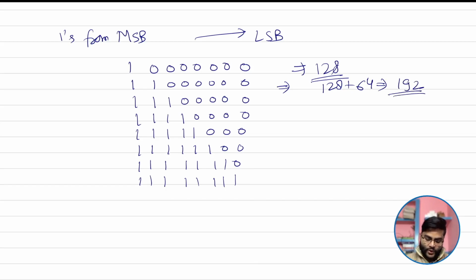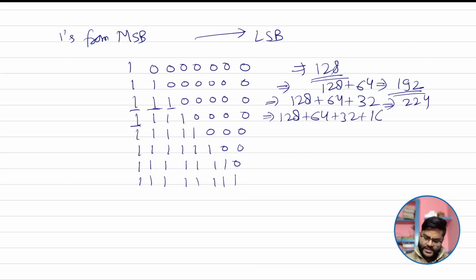Right? Now I want to find the value of this. So it will be 128 plus 64 plus 32. Okay, it will be 224. Now I want to find the value of this. So it will be 128 plus 64 plus 32 plus 16. It will be 240. Now find the value of this. It will be 128 plus 64 plus 32 plus 16 plus 8. It will be 248. Okay.